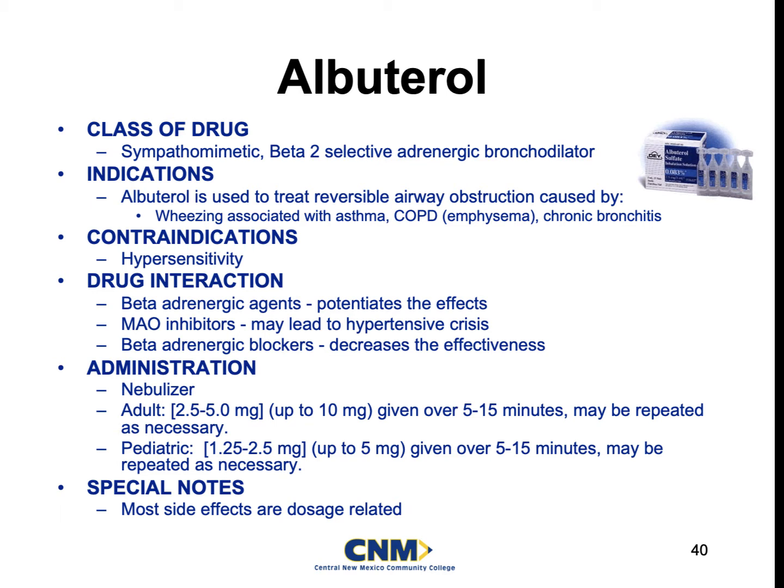When I talk about beta 2 selective adrenergic bronchodilator, beta 2 is the receptor site where this drug is going to attach. In your body, you have alpha receptor sites, which are basically head to toe. You have beta 1 receptor sites, which are found in the heart. You have one heart, beta 1. Beta 2 receptor sites are found in the lungs. You have 2 lungs, so that's where your beta 2 receptor sites are. So this is a drug that's going to work on the lungs.